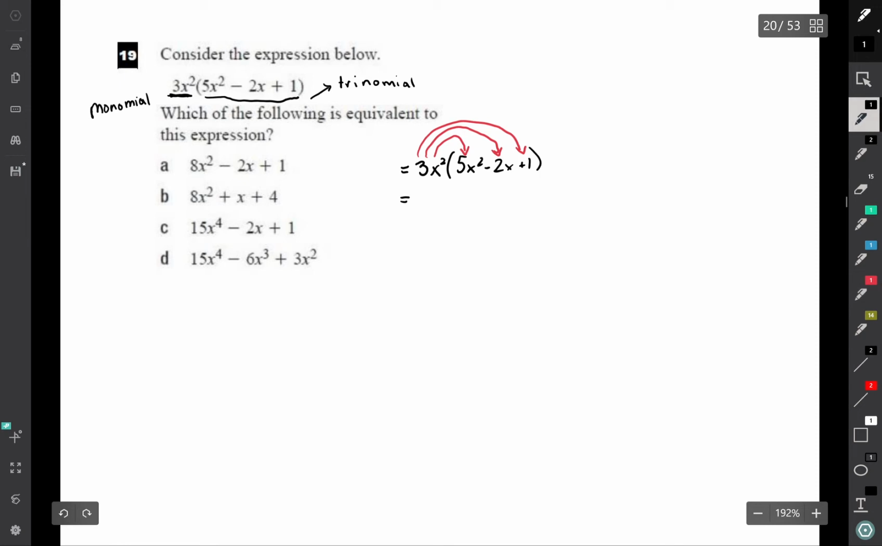So when I'm multiplying 3x squared times 5x squared, I get 15x exponent 4, right? 2 plus 2 is 4. Then I have, okay, so now I have 3x squared times negative 2x. So that gives me negative 6x exponent 3. And then I have 3x squared times 1. Well, 3x squared times 1 is just 3x squared. All right, so there we go. We have letter D is our correct answer.